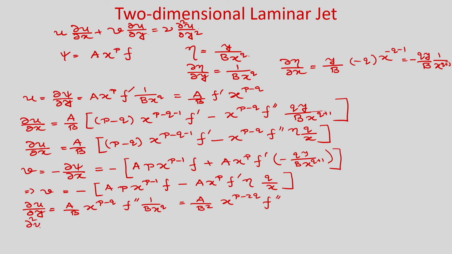So, del 2 u by del y square is equal to, so you take derivative with respect to y. So, it will be a by b square x to the power p minus twice q f triple prime, then del eta by del y, that means 1 by b x to the power q. So, you will get a by b cube x to the power p minus 3 q f triple prime. Now, we have evaluated the velocities u, v and the other gradients. So, now let us put it in the momentum equation.